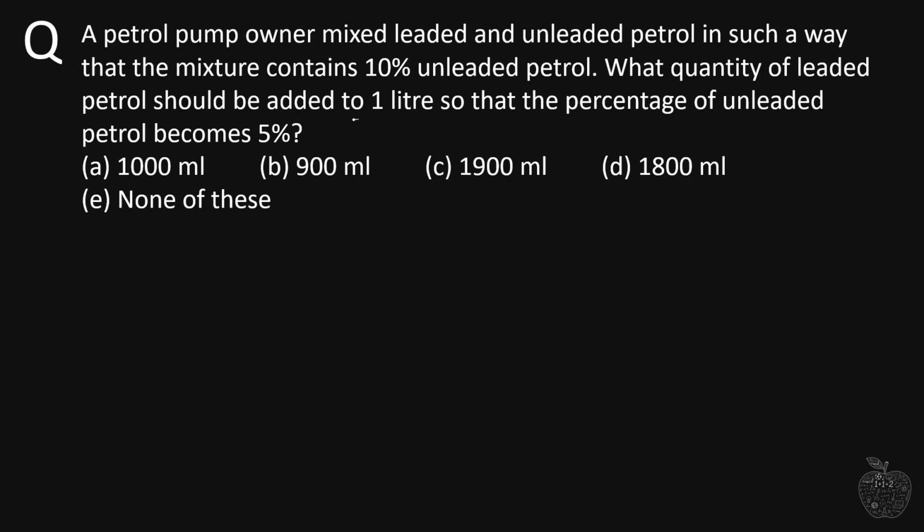So we are given that we have 1 liter of petrol, which is 1000 ml, and the petrol pump owner mixed leaded and unleaded petrol in such a way that the mixture contains 10% unleaded petrol. So in this 1000 ml of mixture, we have 10% of unleaded petrol. 10% of 1000 is 100 ml.